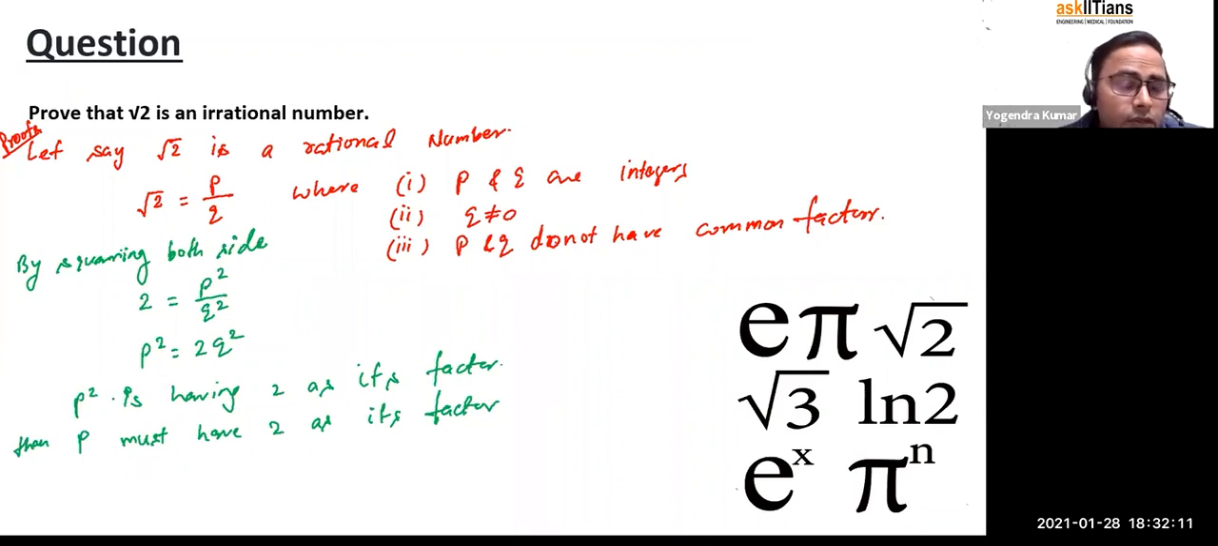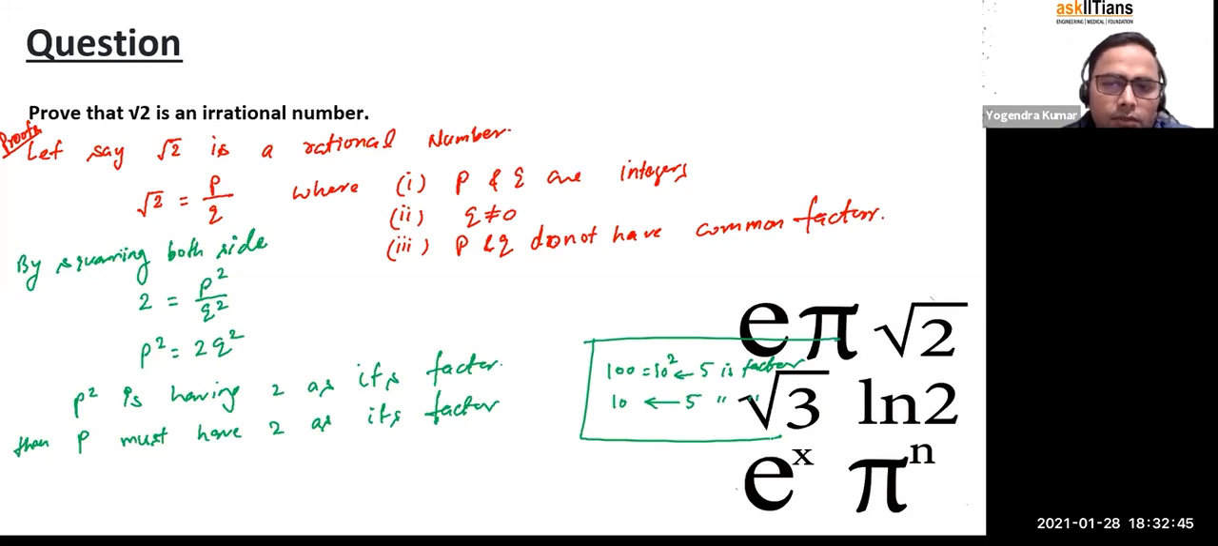This is one of the theorems, but you don't need to remember it, as I said. You don't need to worry about this. P is one of the integers. You can take an example: 100 is 10 square, and 5 is a factor of 100, right? So 10 square is having 5 as a factor, and 10 also has 5 as its factor, right? This way you can remember it. You can take any number.